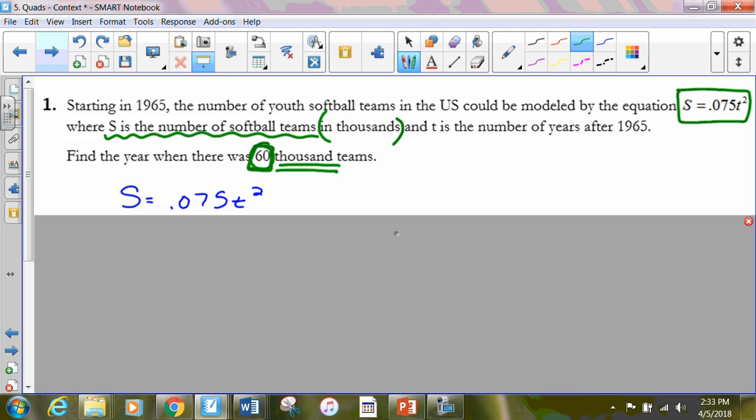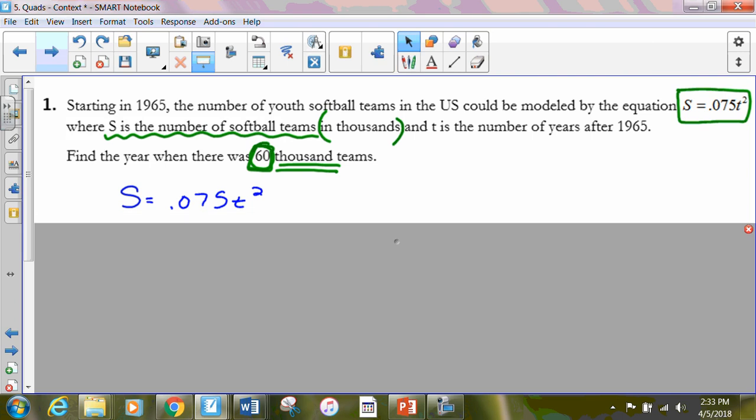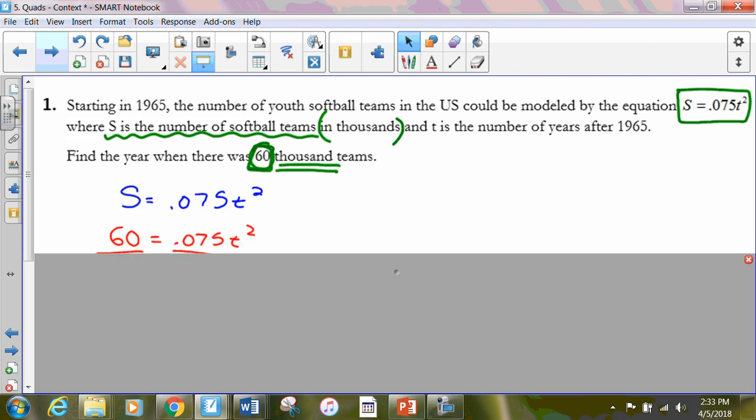And here it says find the year when there were 60,000 teams. So that's going to be our next step. We realize we can plug 60 in for S. And then before I go ahead and pull the rest of the thing down, our work is done here. We know that we can, almost with our eyes closed, because we've gotten so good, solve this quadratic equation. This is the square root one. So I want you to go ahead and pause the video and solve this. Pick up a calculator if you don't have one already. And then come back after you're done to check your work.